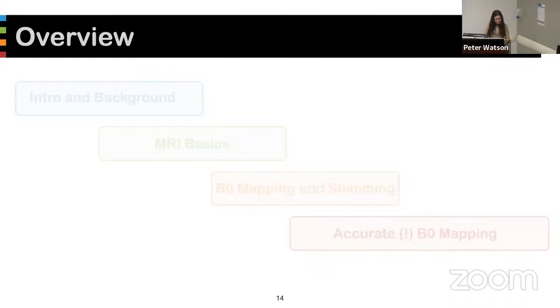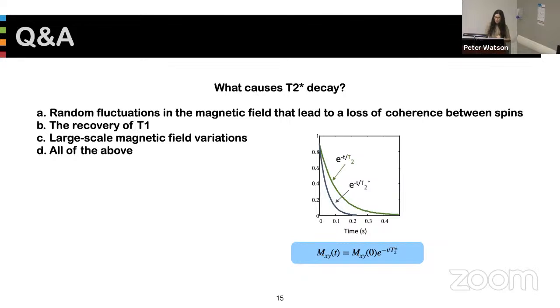Okay, so that's the conclusion of the first theoretical part of the talk. Quick question here to make sure you're listening. What causes T2 star decay? A, random fluctuations in the magnetic field that lead to a loss of coherence between spins. B, the recovery of T1. C, large-scale magnetic field variations. D, all of the above.